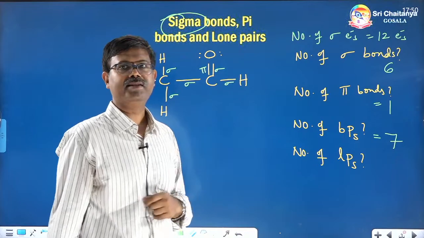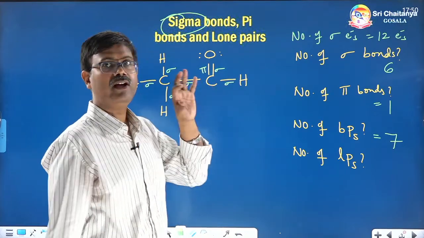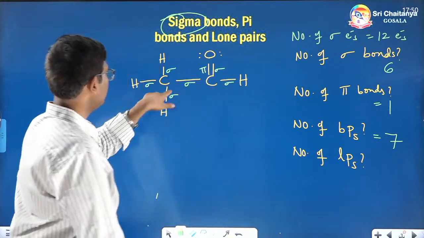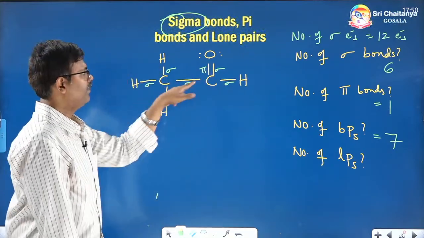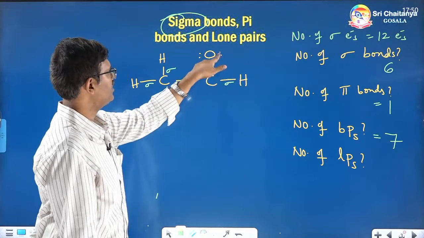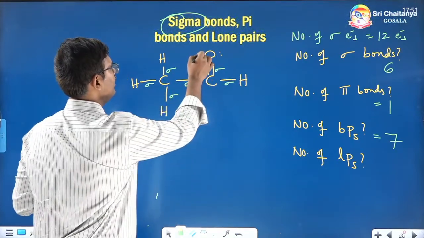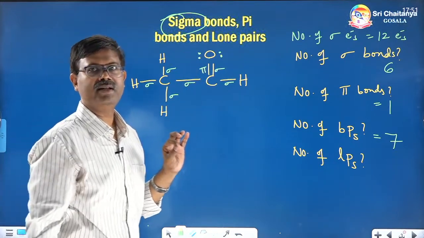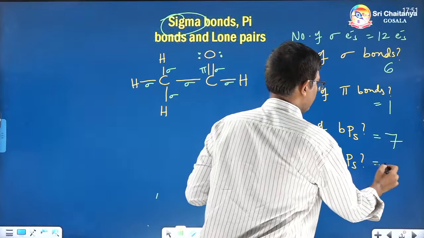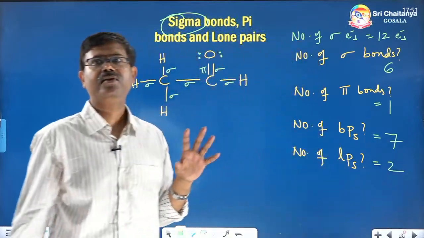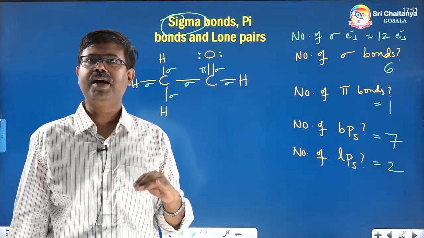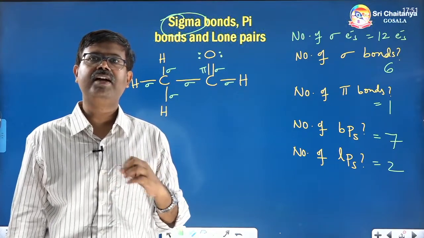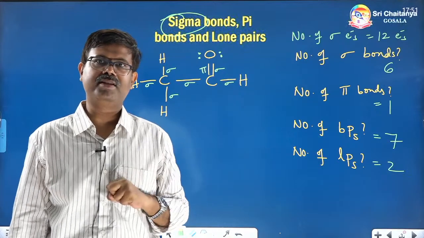Number of lone pairs. Number of lone pairs means which are alone, which are not participating in the bond. That is how many? See, carbon has no lone pair. Hydrogen also has no lone pair, but oxygen has, see, one pair here, one pair here. Total 2 lone pairs present on the oxygen. This is how you have to identify sigma, pi and lone pairs. Now let's understand how to find hybridization using this concept.